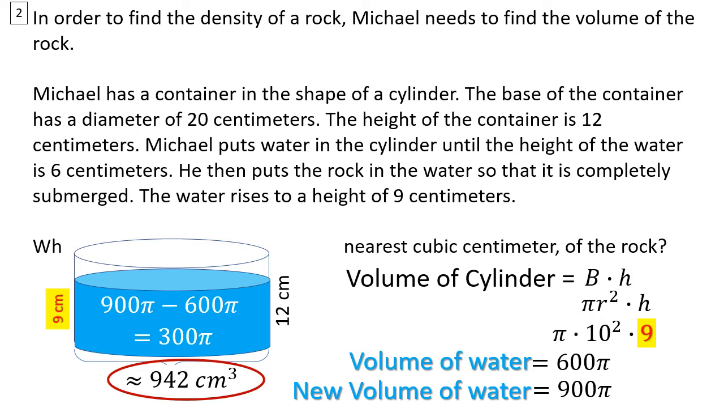Now, this problem could have been done, we could have just subtracted and done the volume just once. The 6 centimeters subtracted from the 9 centimeters we get after adding the rock, then it would have been pi times 10 squared times 3. That would have given us 300 instead. Still some subtraction involved. It doesn't really matter if you find the volumes and subtract, or subtract to get the height.